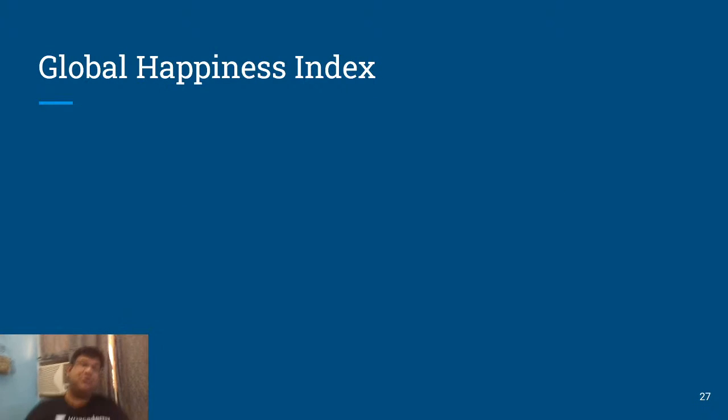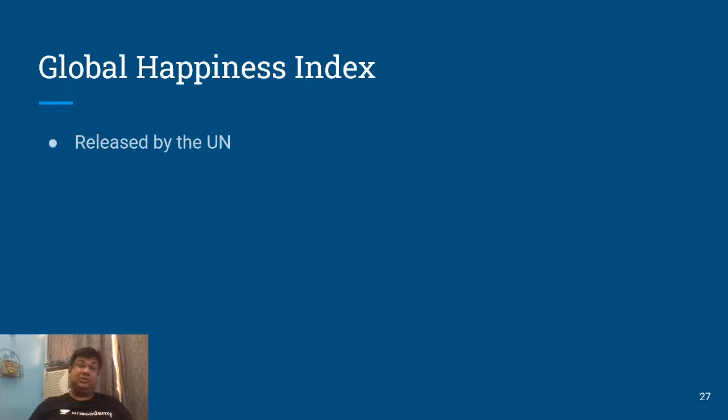Now, this is something which should make us happy. It's about happiness, the Global Happiness Index, and which countries in the world are the happiest. On top, this was released by the United Nations, no less. So, obviously, something of great relevance.